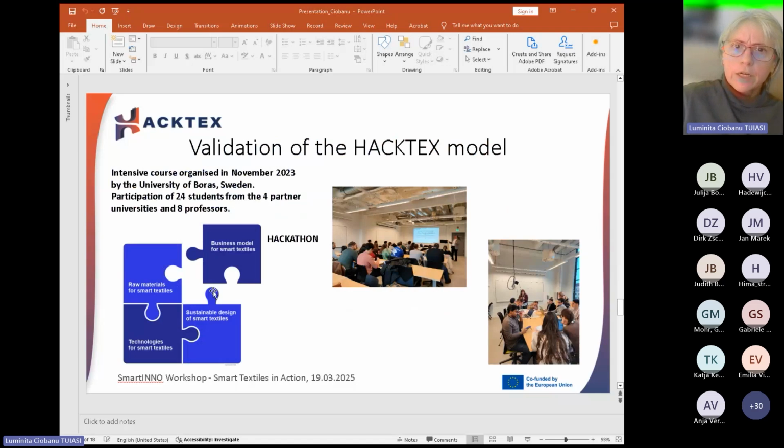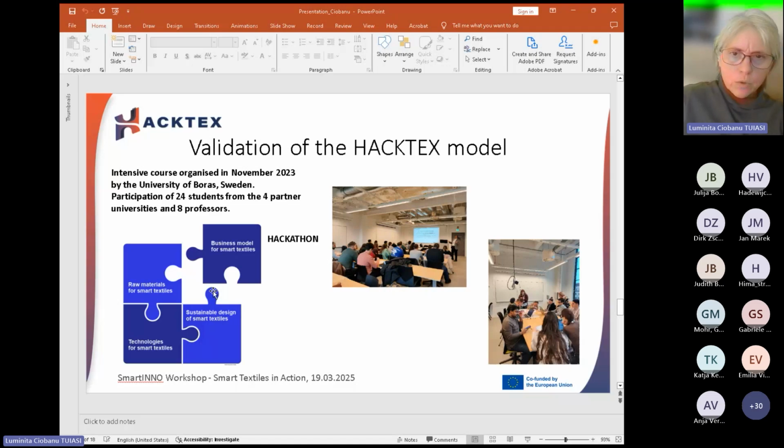We had the validation of our model. It was a boot camp, we called it, an intensive course organized in November 2023 in Sweden by the University of Borås. 24 students from 4 partner universities and 8 professors attended this event. We had 1 day for raw materials, 1 day for technologies, 1 day for sustainable design, and 1 day was the hackathon for business model.